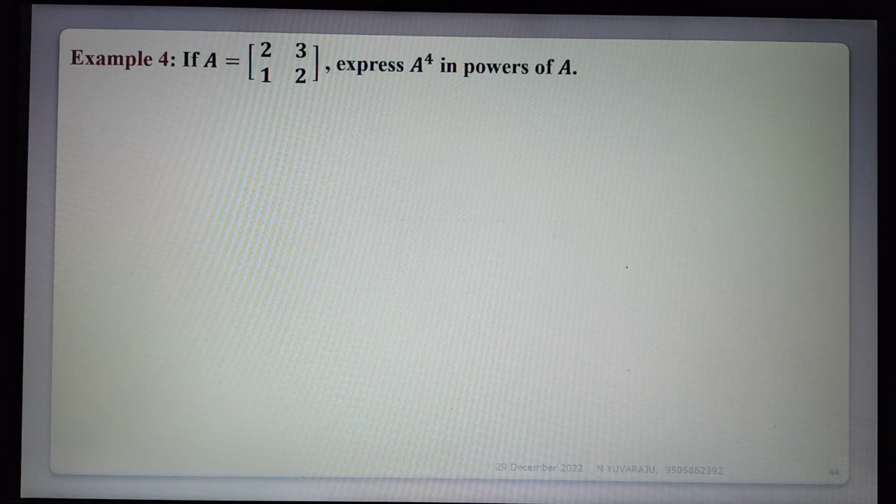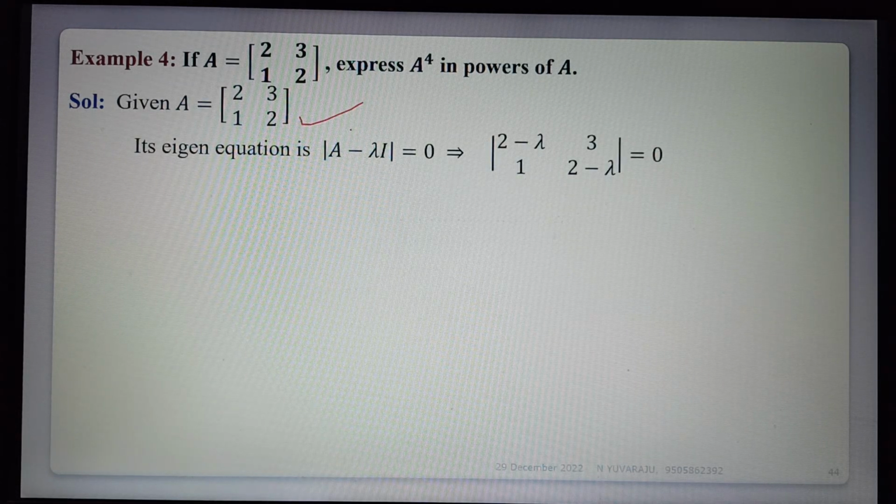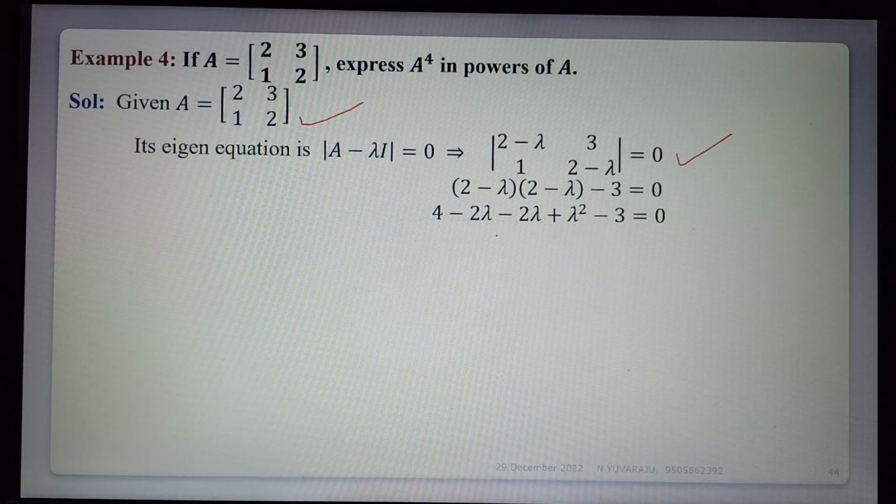So same by using Cayley-Hamilton theorem. So given matrix, next finding characteristic equation. So this is a characteristic equation, determinant of 2 minus lambda 3 1 2 minus lambda is equal to 0. So that is 2 minus lambda into 2 minus lambda minus 3, simplification 4 minus 2 lambda minus 2 lambda plus lambda square minus 3 is equal to 0. That is equal to lambda square minus 4 lambda plus 1 is equal to 0. This is a characteristic equation.